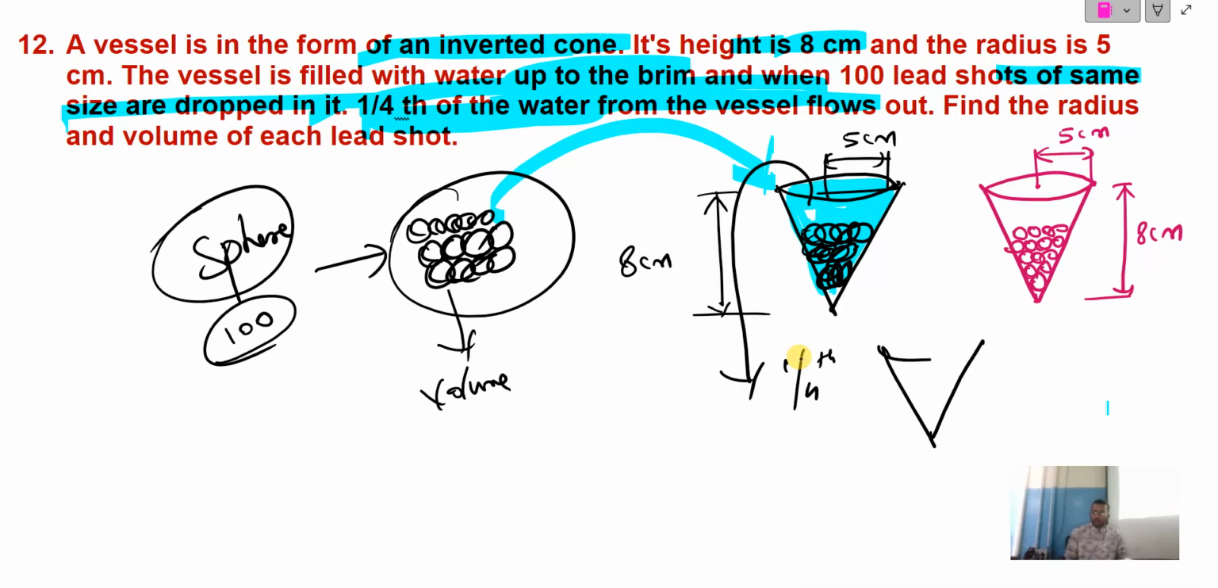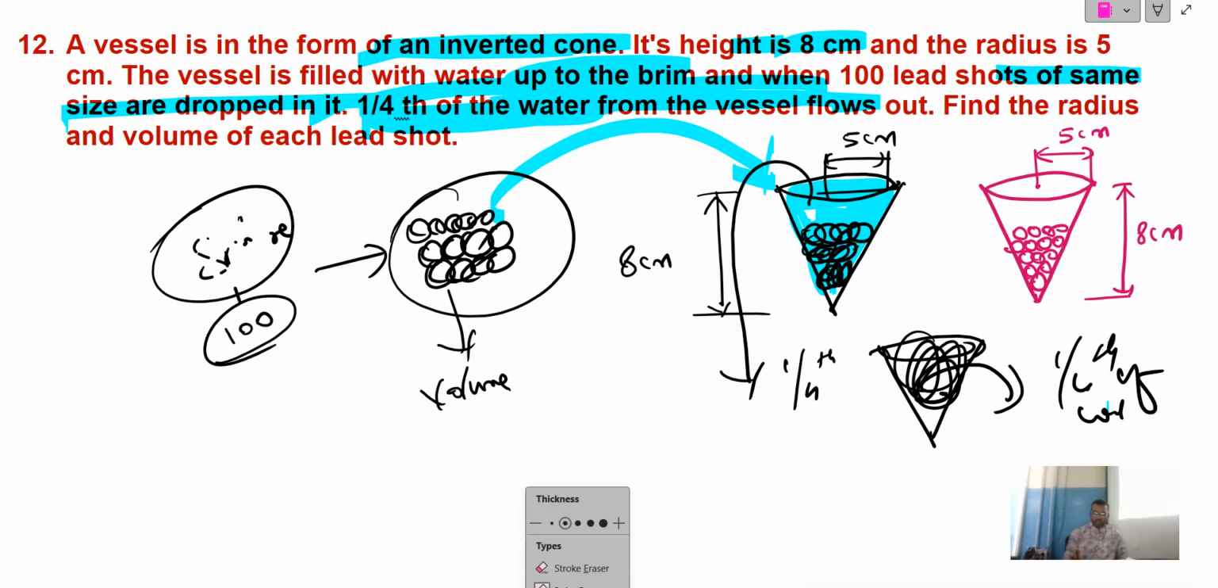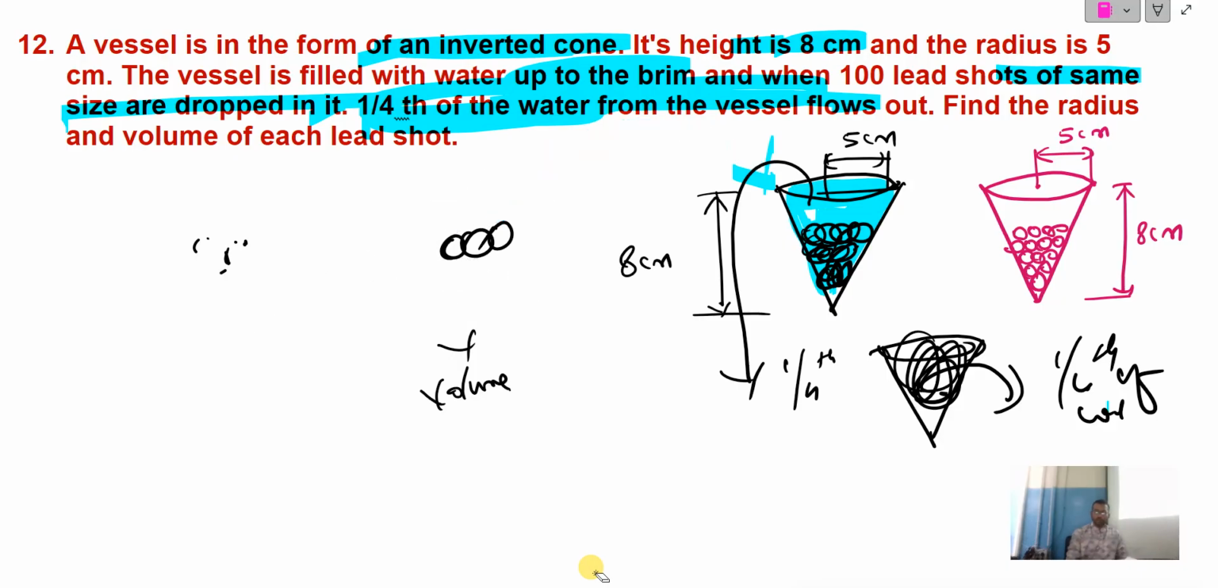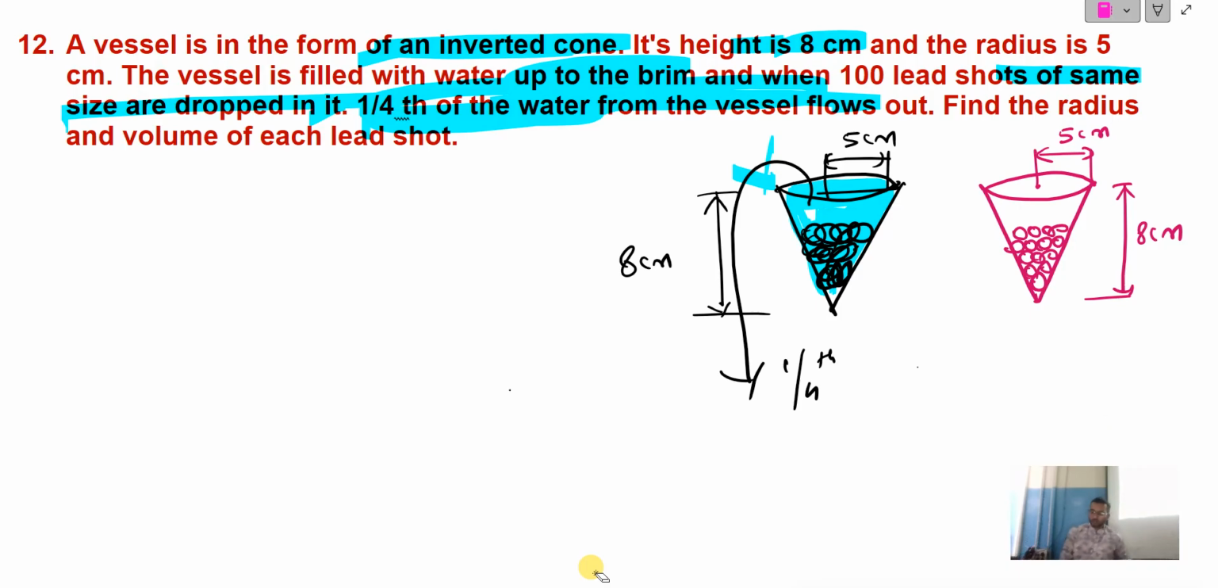Now, first we know the volume of a sphere. The lead shot is in the shape of a sphere. So what is the formula to find the volume of a sphere? 4 by 3 pi r cube. This is the formula we have for the volume of a sphere. Am I right?